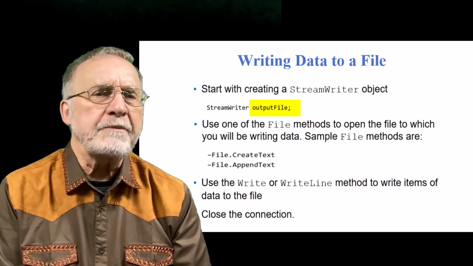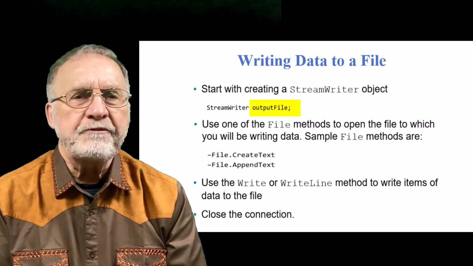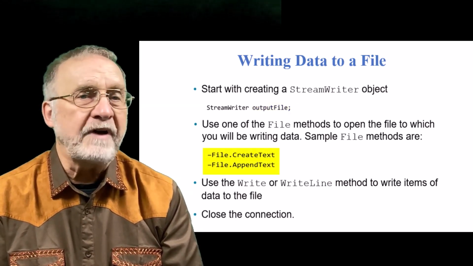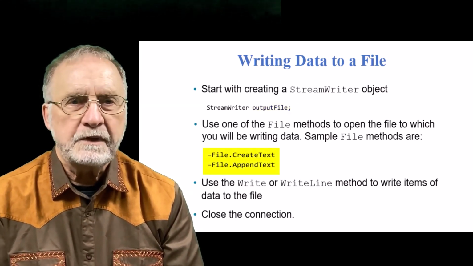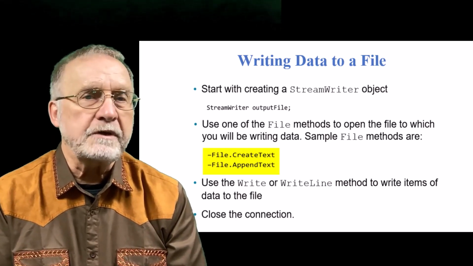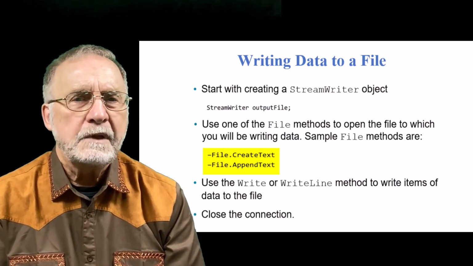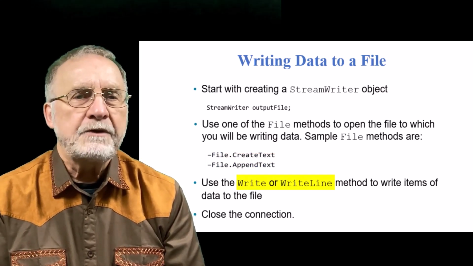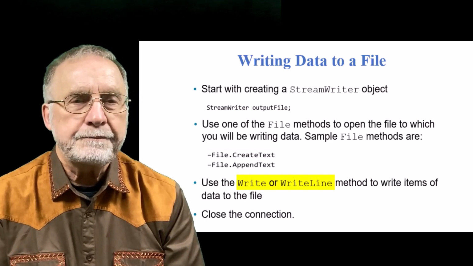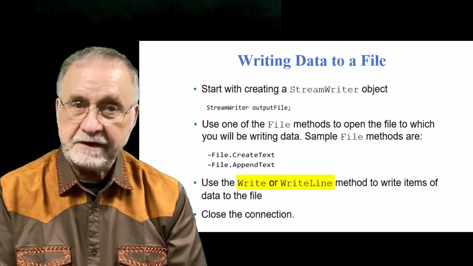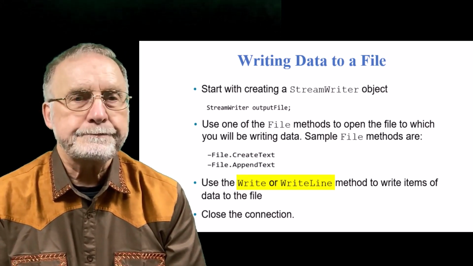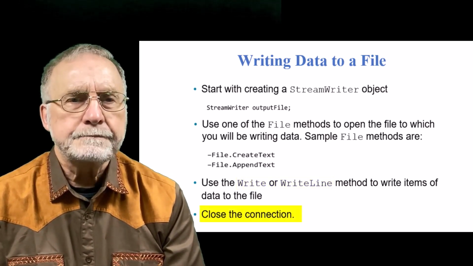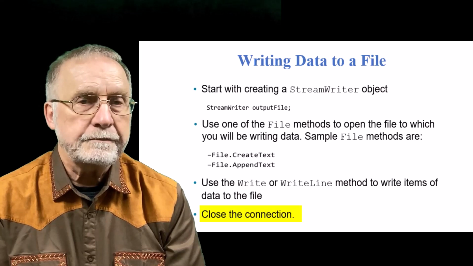Once the StreamWriter object has been created, you open the file you wish to use with the command file.createText or file.appendText. Which one will be explained in the next screen. Once a file is open, you can use the write or write line method to write your data to the file. Which one? That too will be explained shortly. Finally, you close the file, and this closes the connection.